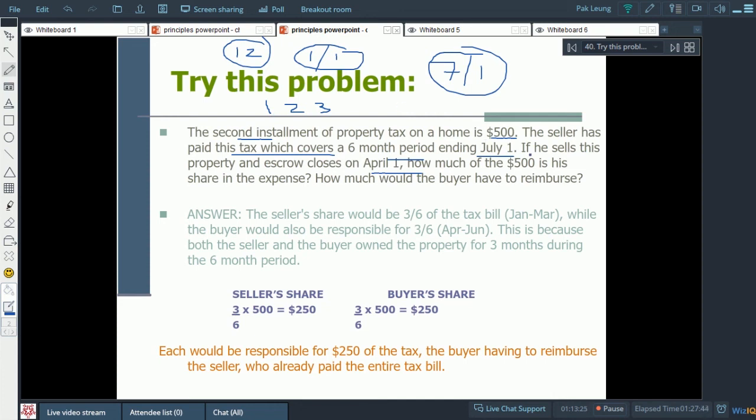And basically you have January, February, and March. You're lucky. It's the same answer. So it's 1, 2, and 3. So over here it says that it's the same. It just happened that it's half and half. But if it's closed on a different, but this is the first half, right? First half. But they say the second installment.